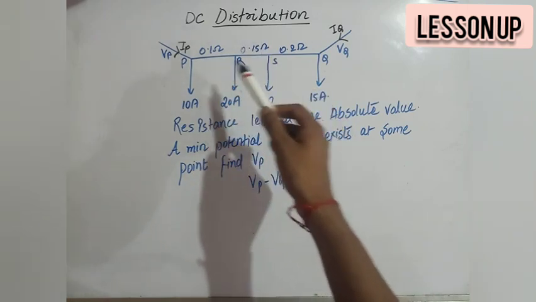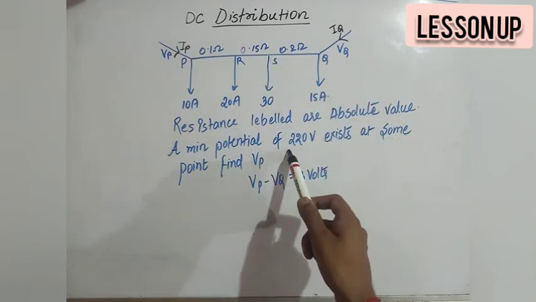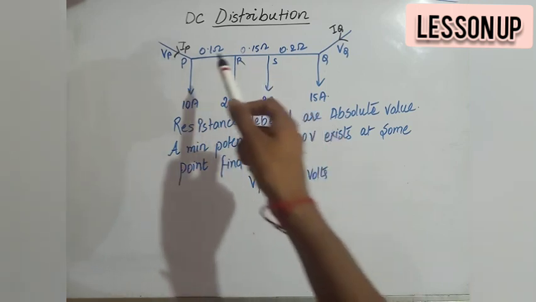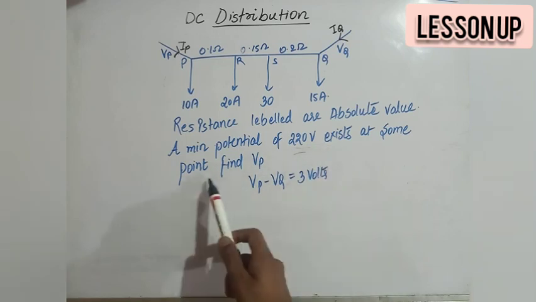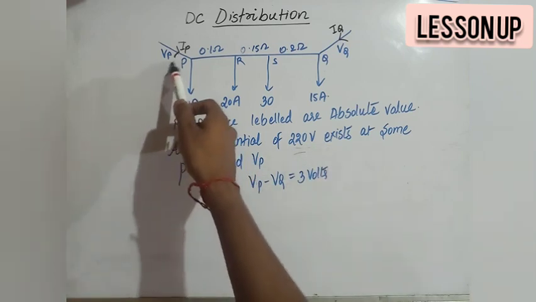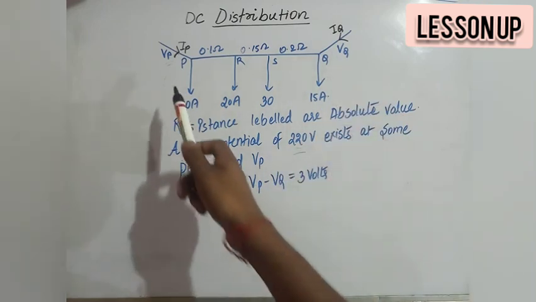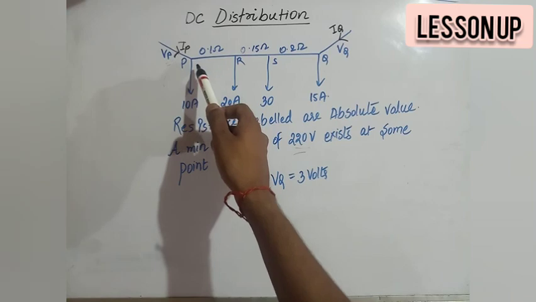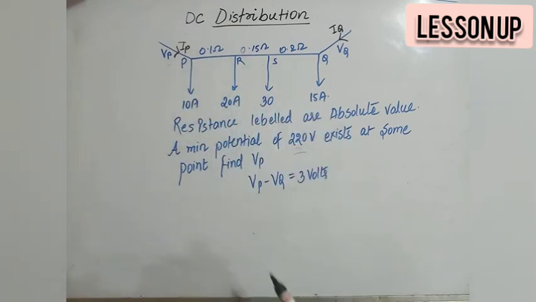If we find the minimum potential point, we will get to know at that point what is the voltage. It is already given, but we don't know at which point we are getting 220 volt. We need to find Vp, and Vp minus Vq is 3 volt. It means this question depends on unequal supply, because in equal supply the drop will be equal to 0, but here the drop is equal to 3 volt.